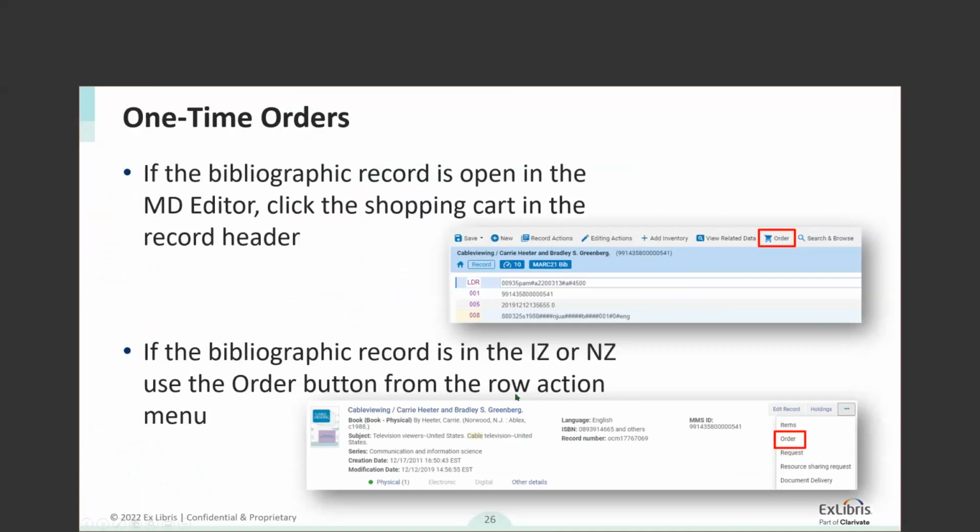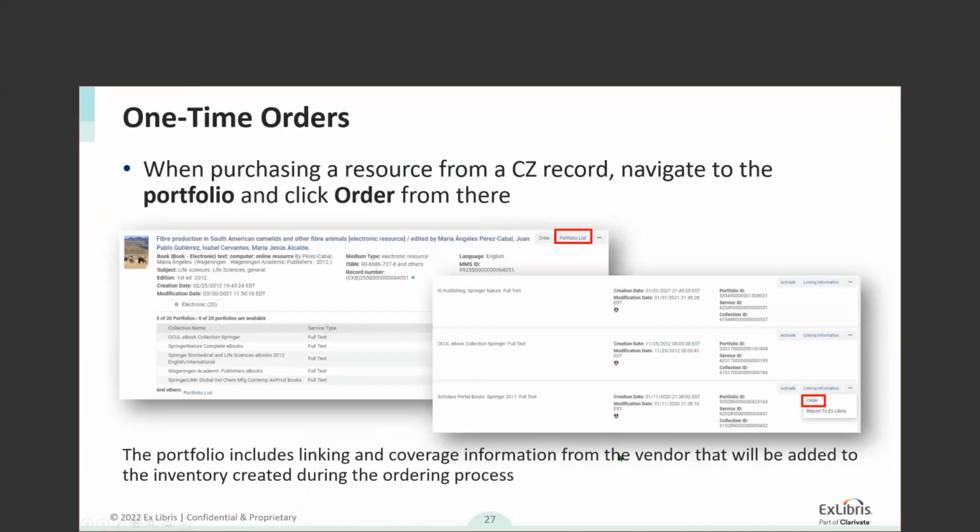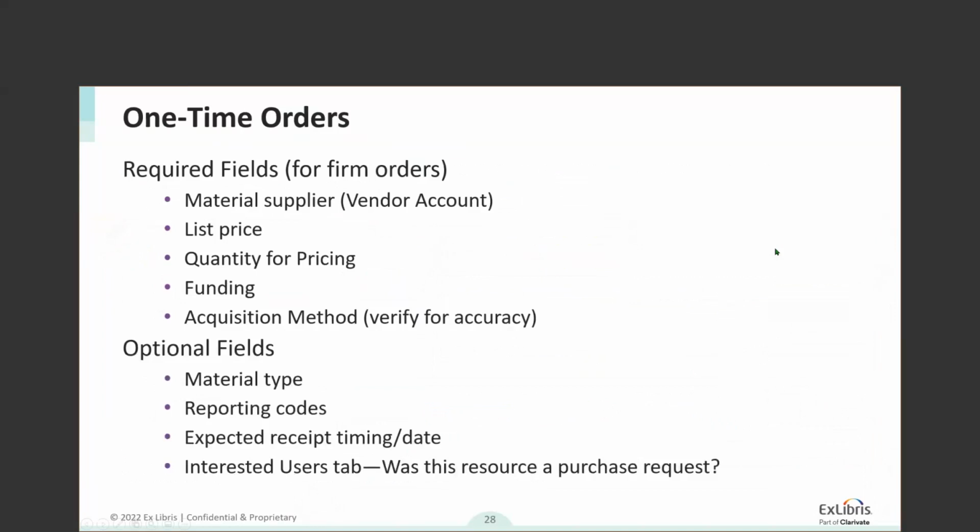Okay, so these were the examples of our one-time orders. Bib record is open, click the order button. If you have the bib record in the IZ or the NZ, from the row action menu, just choose order. This is that key one about if it's purchasing a resource from the community zone, navigate to the portfolio. So click on portfolio list and order from the portfolio. Just because you can doesn't mean you should. You'll be happier in the long run.